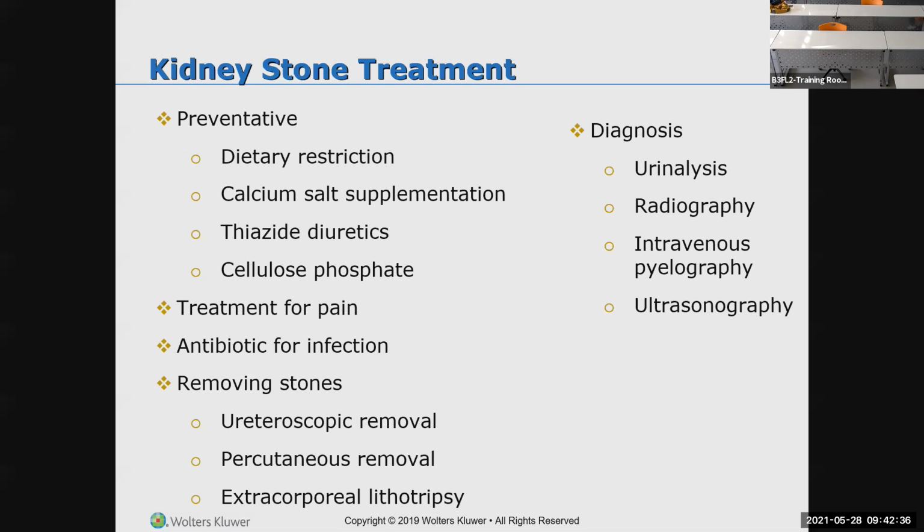Same thing with non-steroidal anti-inflammatory drugs. Sometimes we do need to get relief from the pain, but we need to be careful that if I take too much Advil, that might also have a damaging effect on my kidney. Okay. Now, removing stones, either by ureteroscopic removal, percutaneous removal, or extracorporeal lithotripsy.